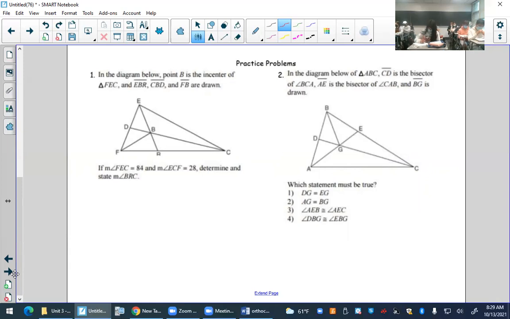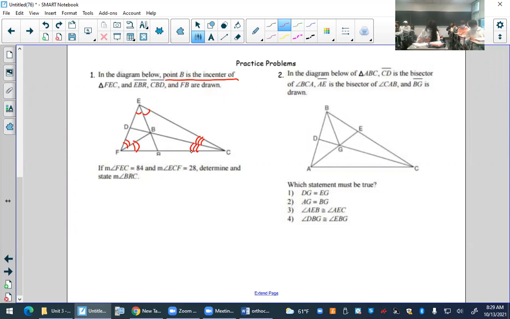Measured angle FEC. FEC is 84. And by the way, point B is the incenter. If point B is the incenter, that's where the angle bisectors meet, which means that this and this are congruent. This and this are congruent. And this and this are congruent. Do you guys understand that? It's where the angle bisectors meet. So therefore, since it's the incenter, those must be angle bisectors.